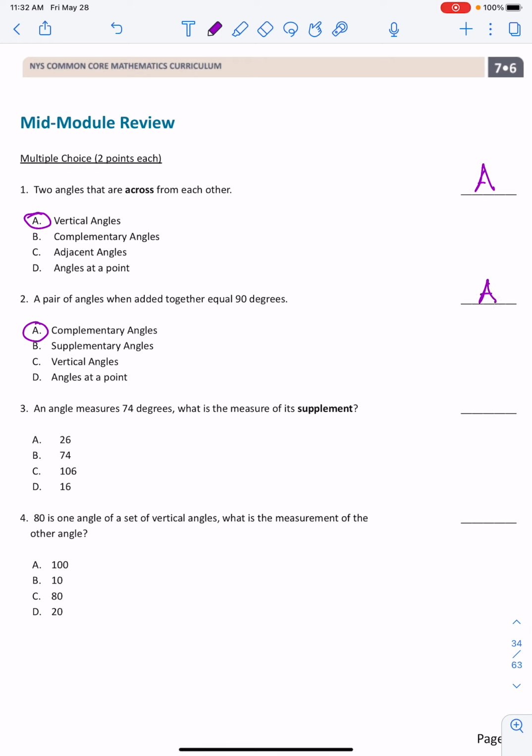An angle measures 74 degrees. What is the measure of its supplement? It would be 106 degrees, because remember, supplemental angles add up to 180 degrees, so it would be C.